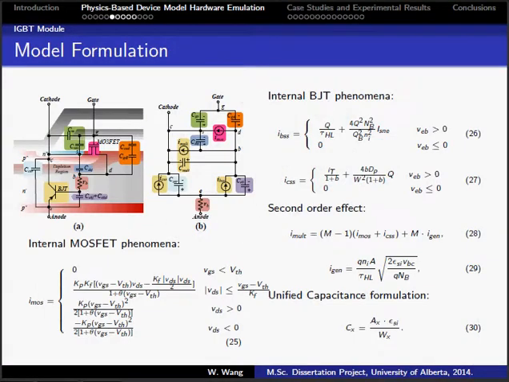Now we come to the hardware design of the IGBT module. From Figure A, the IGBT contains an inner BJT, which has its base current fed by the MOSFET. The BJT and MOSFET, as well as the capacitance, are converted to the current, nonlinear current, and capacitance shown in the right figure, the analog equivalent circuit of the IGBT.